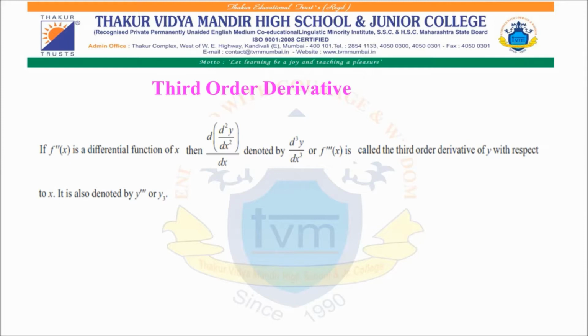Understood? So y1 is first order derivative, y2 is second order derivative, y3 is third order derivative. In the same way, dy by dx is first order, d2y by dx2 is second order, d3y by dx3 is third order derivative. Clear?